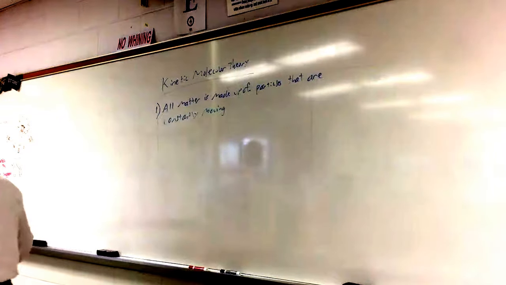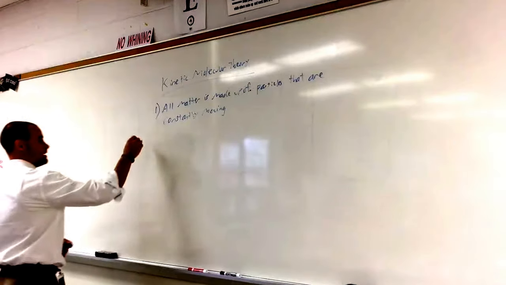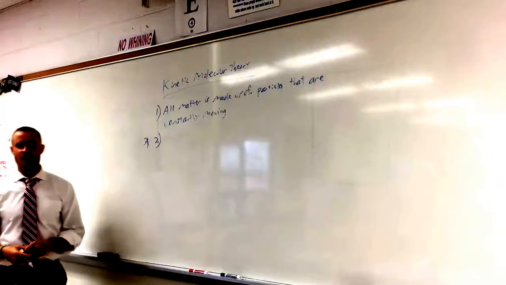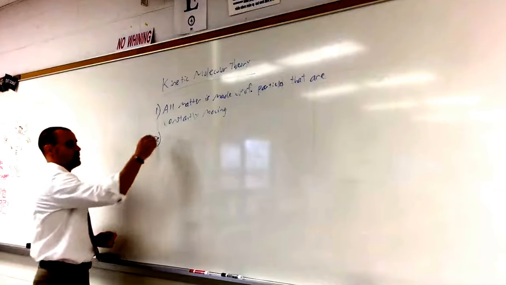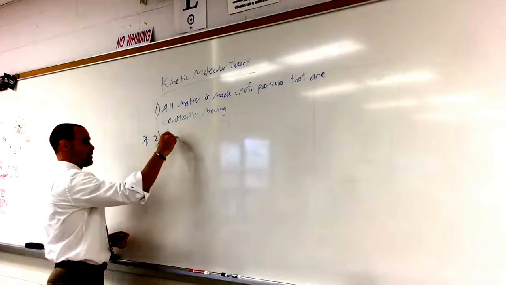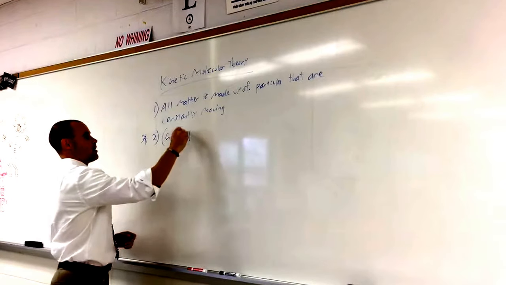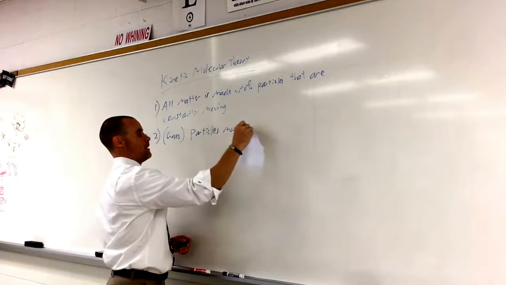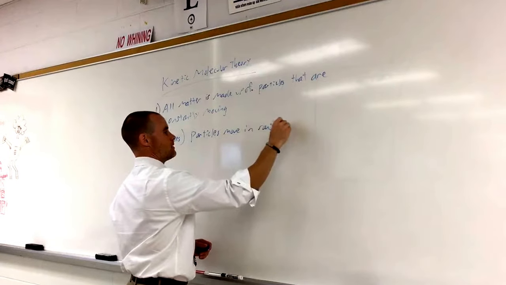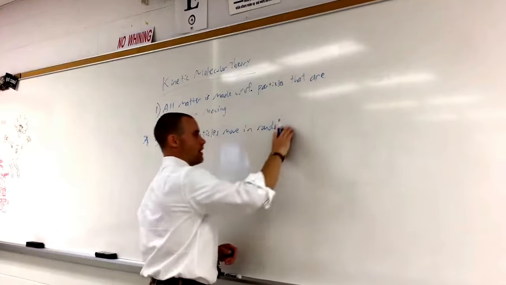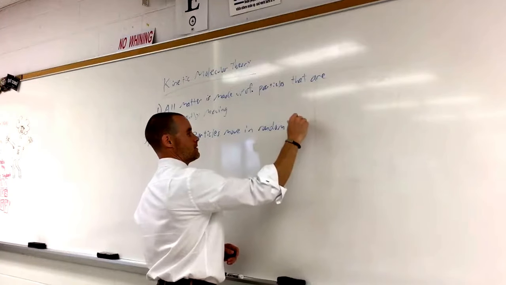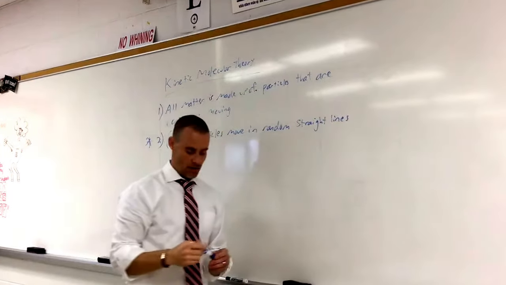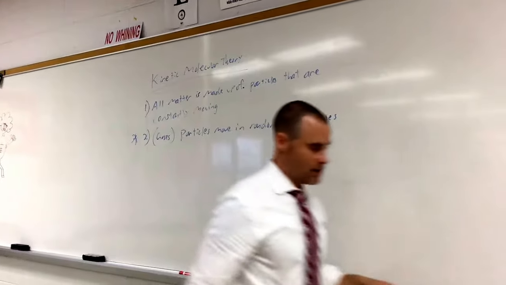So we're gonna write that down. This is a little star here. Number 2, this is mostly for gases, liquids too a little bit, but put in parentheses here, gases. Particles move in random straight lines. Random straight lines. The analogy I use is basketball.